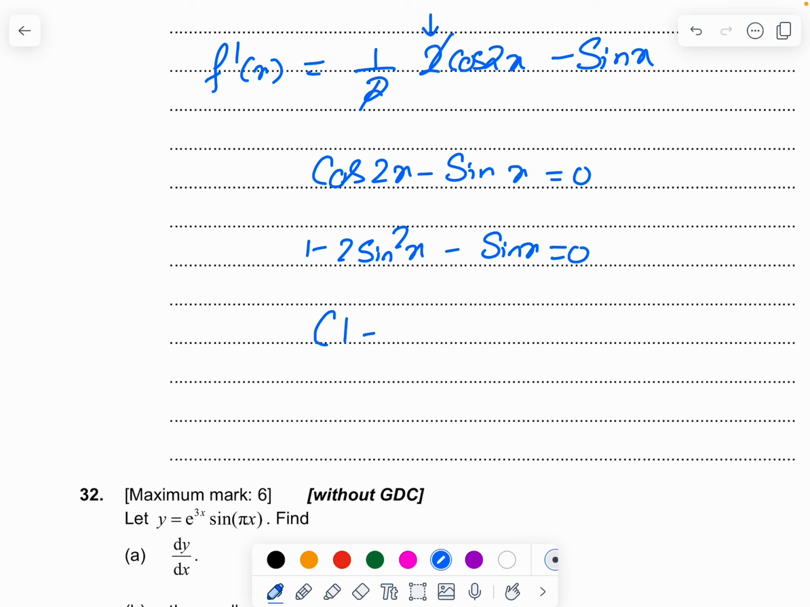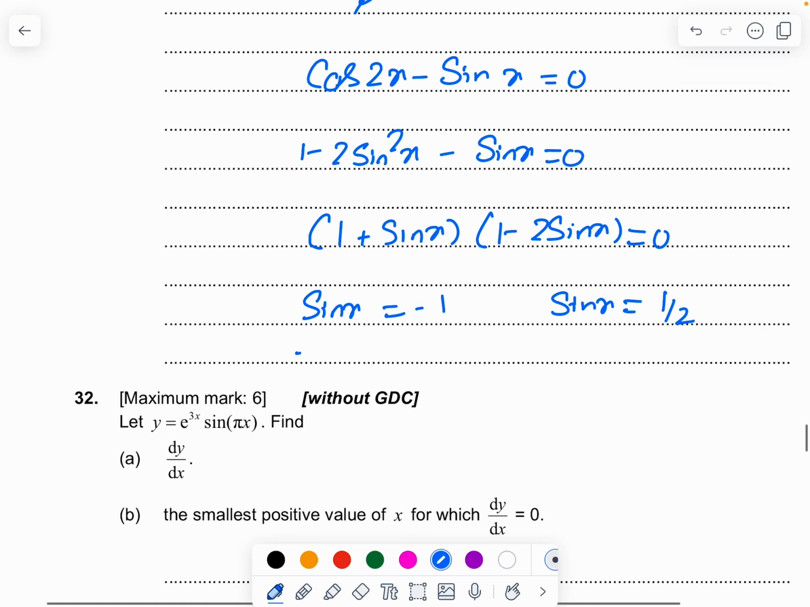So when I factorize it out, I'll be getting 1 plus sin x times 1 minus 2 sin x equals 0. So either I get sin x equals negative 1 or sin x equals half. Sin x equals -1 is negative pi by 2 and 3 pi by 2. Sin x equals half is pi by 6 or 5 pi by 6.